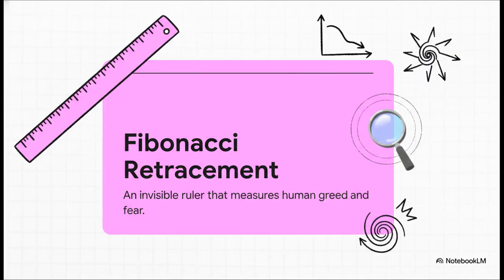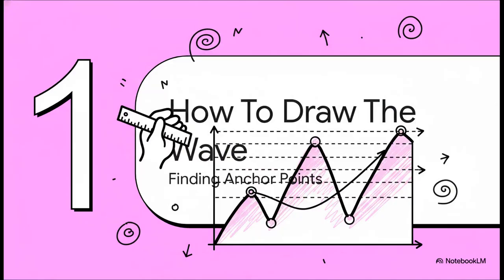And this is exactly where the Fibonacci tool comes in. The best way to think of it is as an invisible ruler. Seriously. But it doesn't measure inches or centimeters, it measures the market's collective psychology, that constant push and pull between greed and fear. It helps us predict where that pullback is likely to stop, so we can prepare our entry with some real confidence.